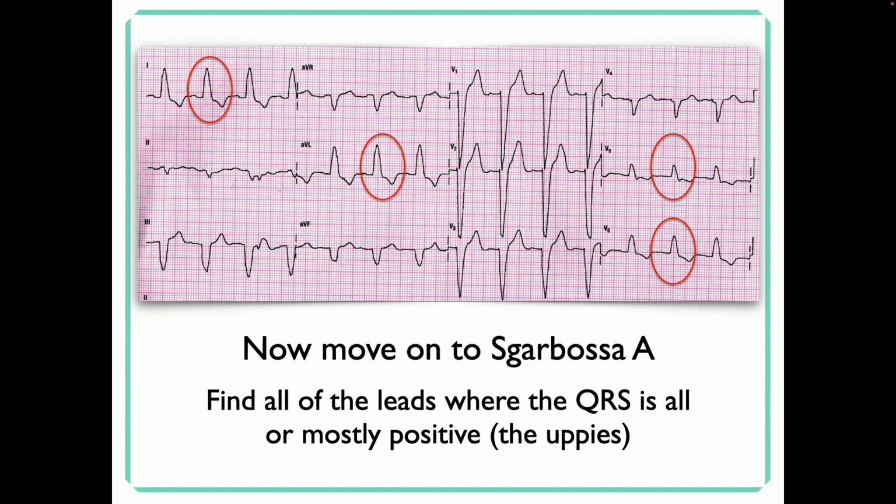Okay. So now you're back to where you began. Somebody says, is there a STEMI? And you say, I don't know. Because lacking Sgarbossa, you're back to left bundle branch block land, where you don't know.